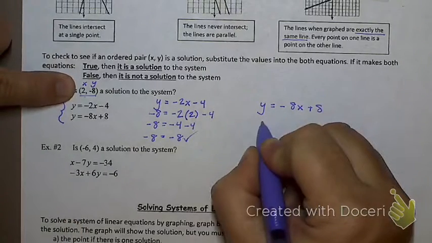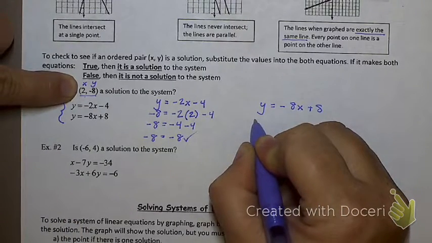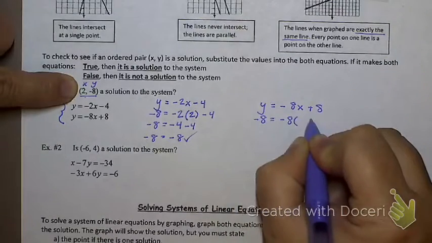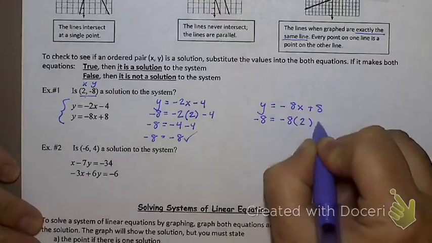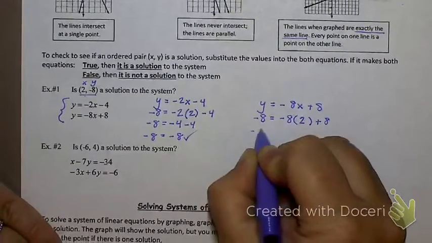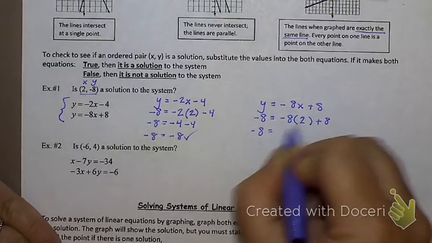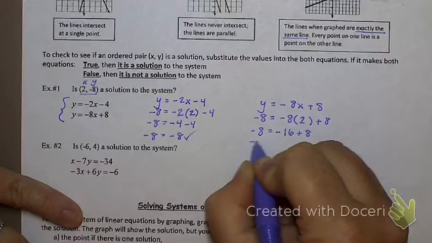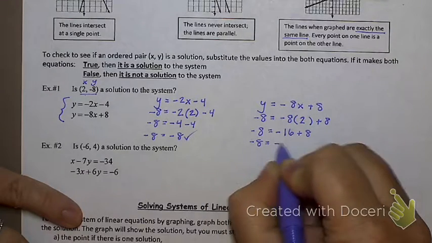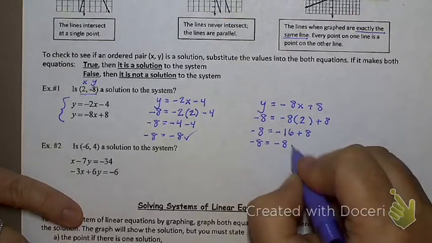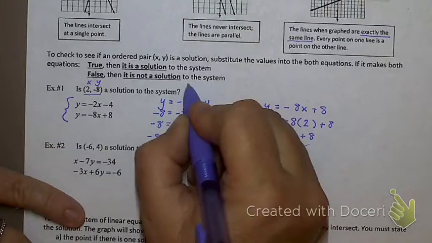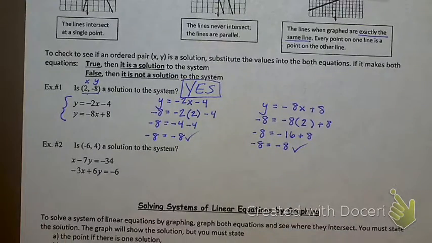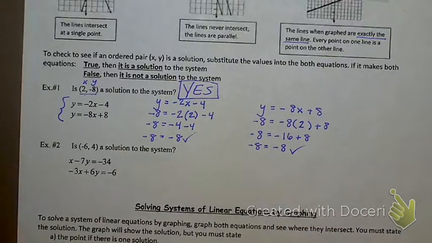So, again, what do I plug in for y? Negative 8. And then negative 8x. What am I going to plug in for x? Plus 8. So let's see. Negative 8 equals, negative 8 times 2 is negative 16. What's negative 16 plus 8? So it checks out there. So is it a solution? Yes. So my ultimate answer is either yes or no. And the reason why it's yes is because it checks out.